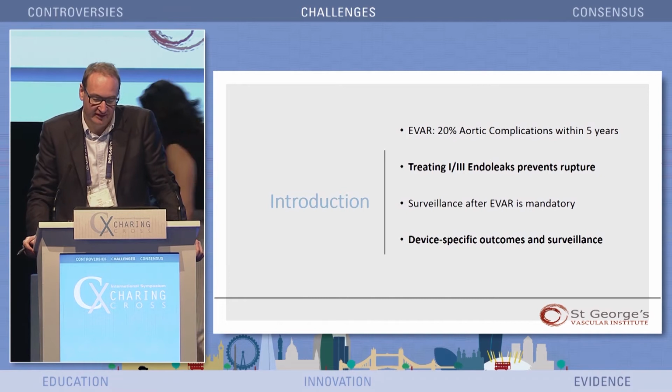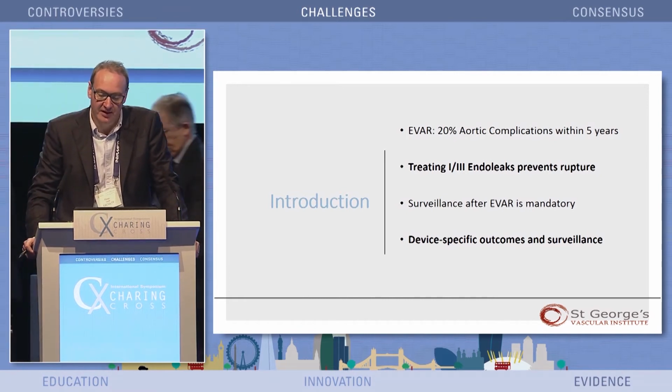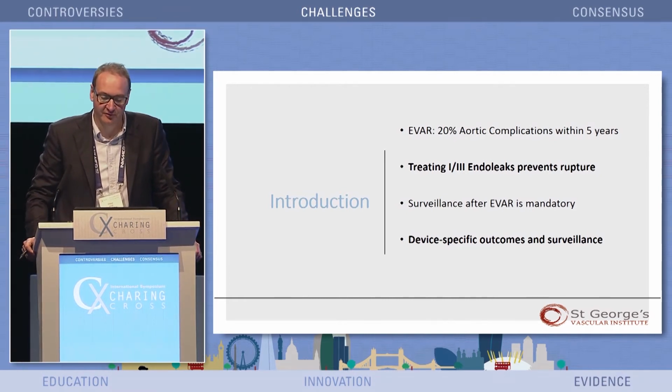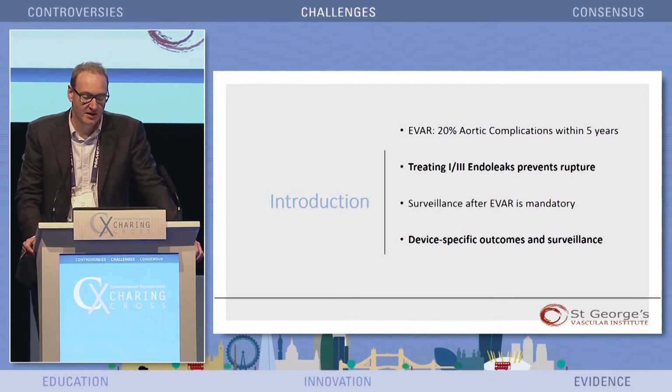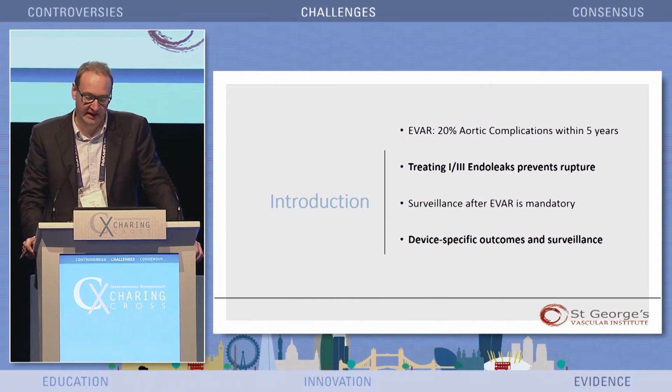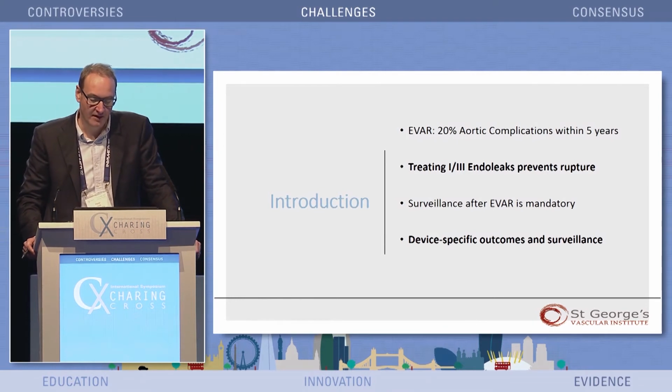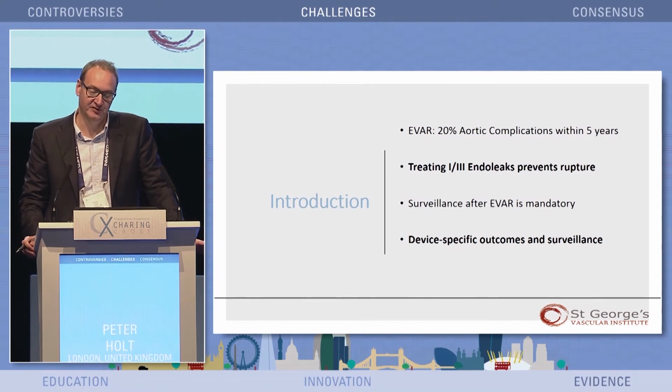So we've heard in the previous session that EVAR remains blighted by aortic complications with around a 20% reintervention rate over 5 years. And treating type 1 and type 3 endoleaks prevents aortic rupture. Surveillance, therefore, is mandatory for EVAR. And the question is whether we can develop device-specific or patient-specific outcomes to guide surveillance.